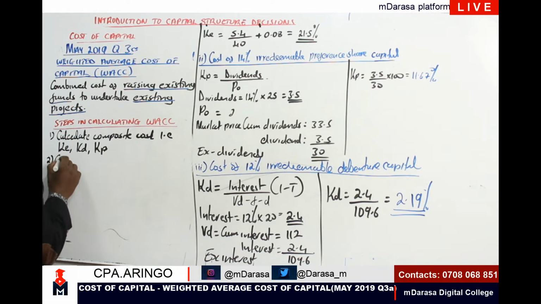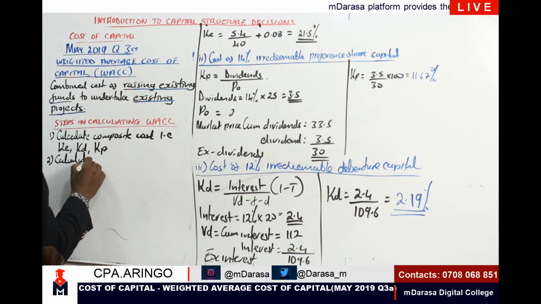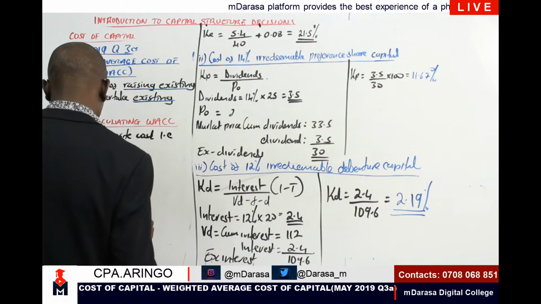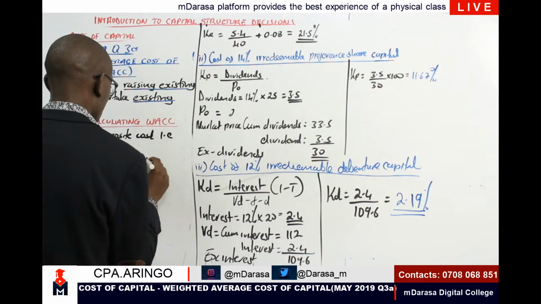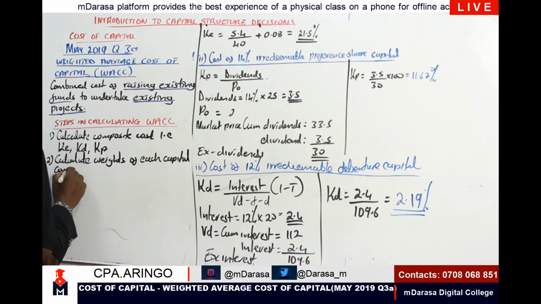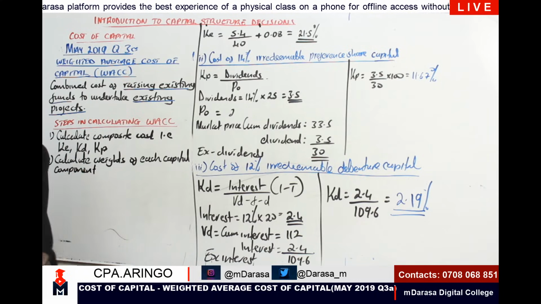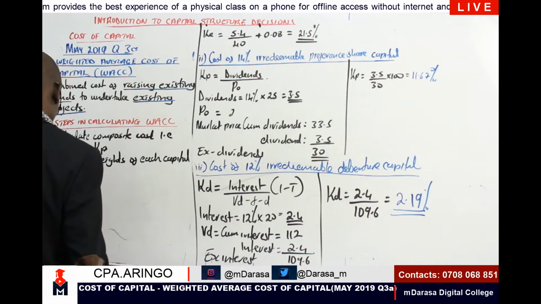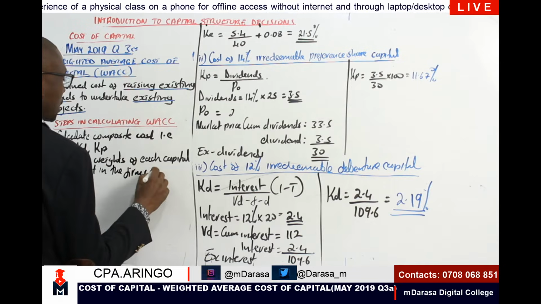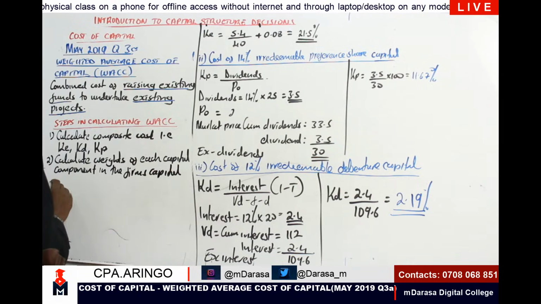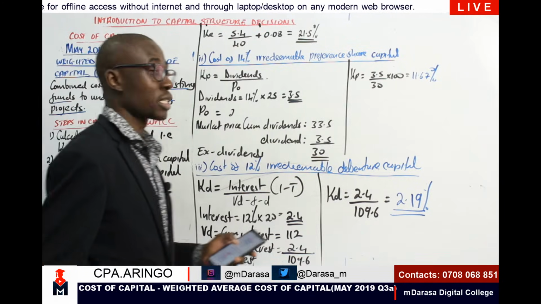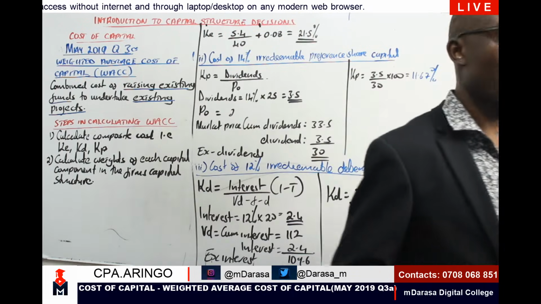Number two, we are saying calculate weights of each capital component in the firm's capital structure. So we'll be required to compute our weights.